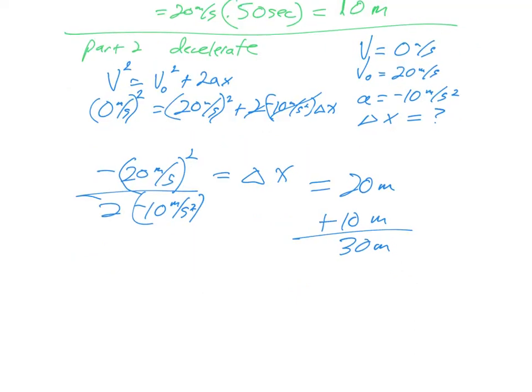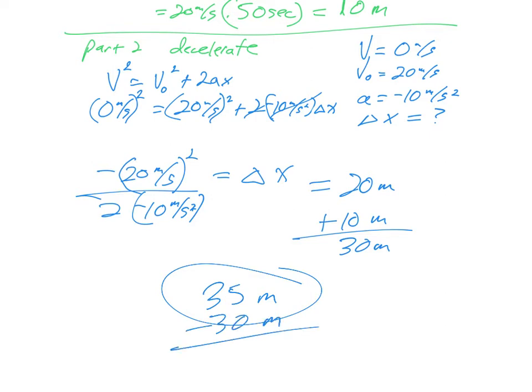Now they told you that the deer was 35 meters ahead of you. So 35 minus 30 is 5 meters. So you missed him. Yay.